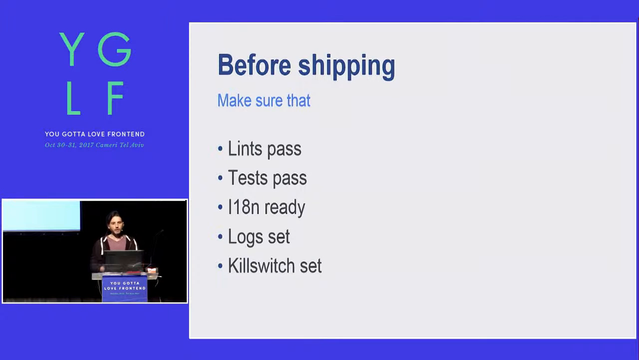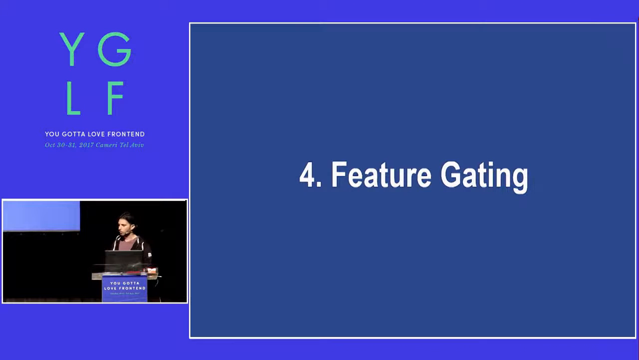And before we click on ship it, we make sure that lints pass, tests pass, that translations are ready, or people are going to see the default English, which is not good. We have the responsibility of putting in logs to make sure that we're not breaking anything once we hit production, and also logs to make sure that the feature is actually going out into production, and kill switches. If we put that in, then we can kill it immediately if the experiment is over or if we see that something went wrong.